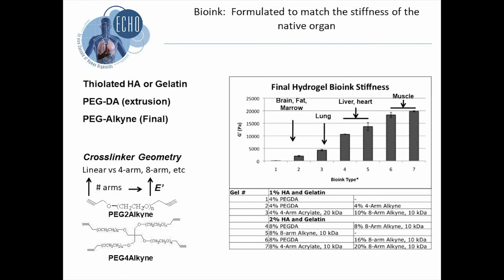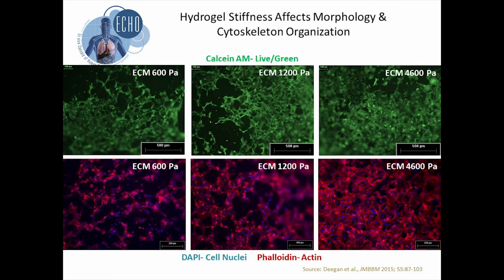So by using different geometries and concentrations of these modified polyethylene glycols, we've been able to mimic the stiffness of a variety of organs up through muscle. So this has been a good system that we've been using to get a two-stage printable and then final stiffness to the hydrogels.